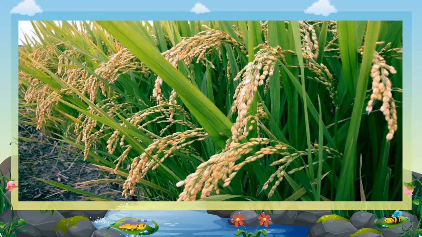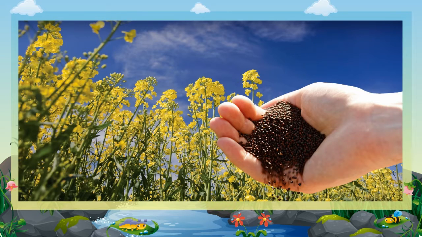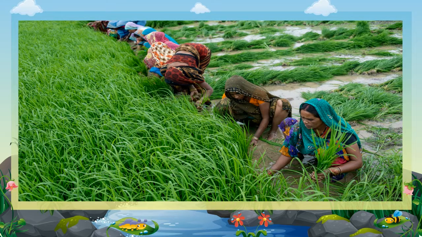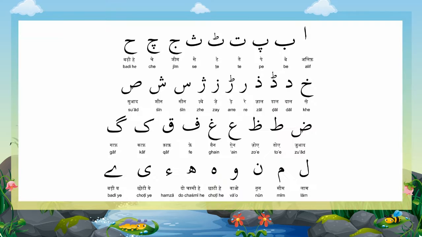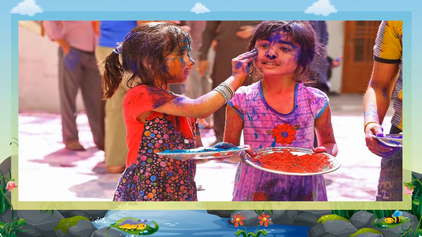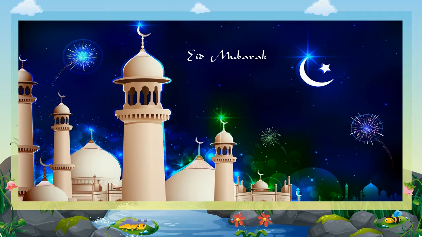Wheat, rice, sugarcane, pulses and oilseeds are the major crops of the plains of Uttar Pradesh. Farming is the main occupation. Weaving and handicrafts are other occupations. People mostly speak various dialects of Hindi and Urdu. They celebrate Holi, Diwali, Dashehra, Ram Navami, Eid, etc.